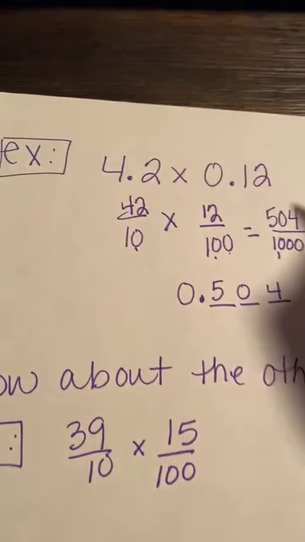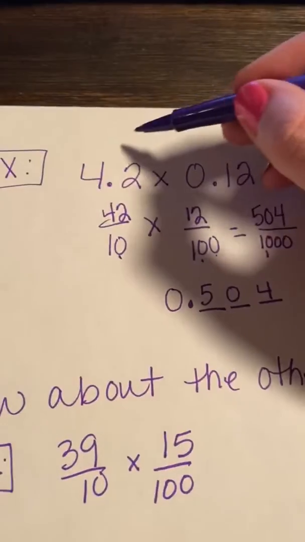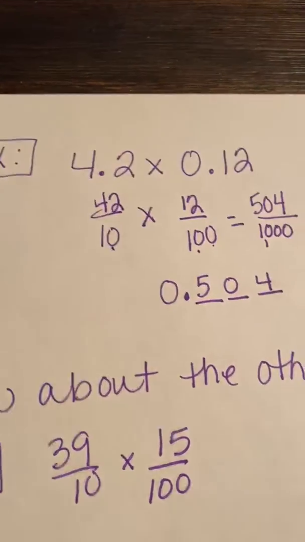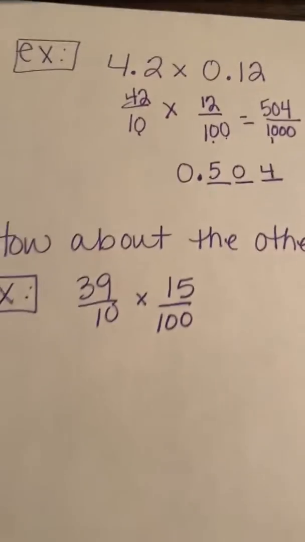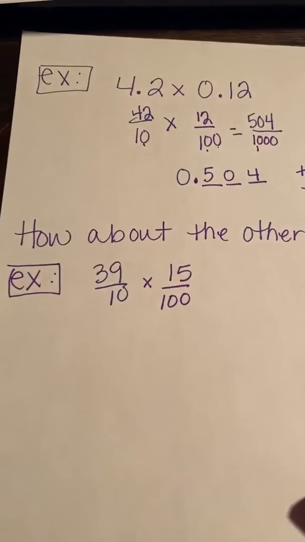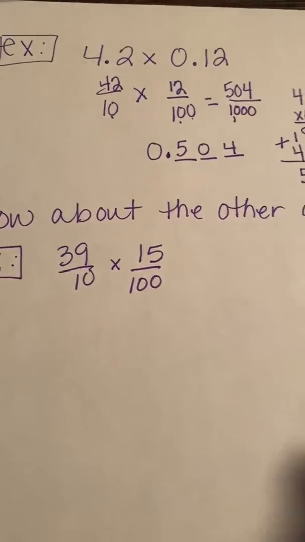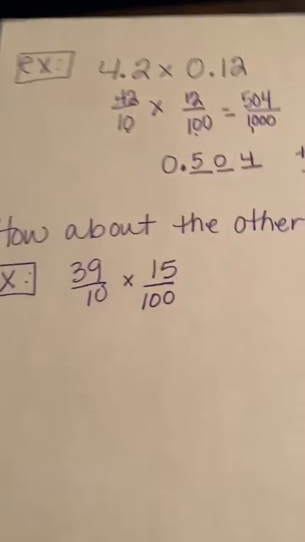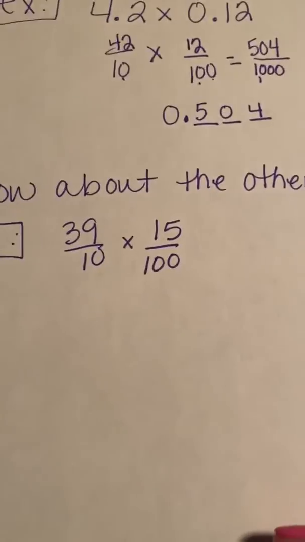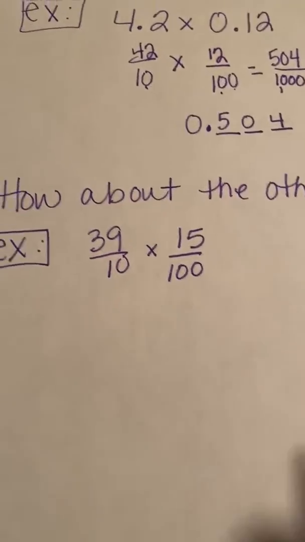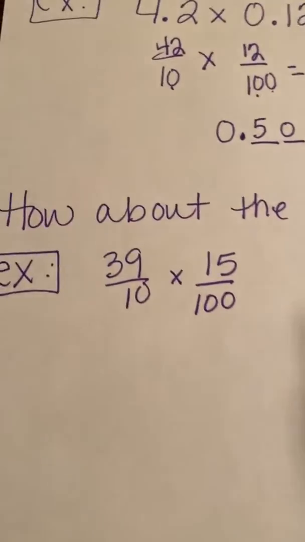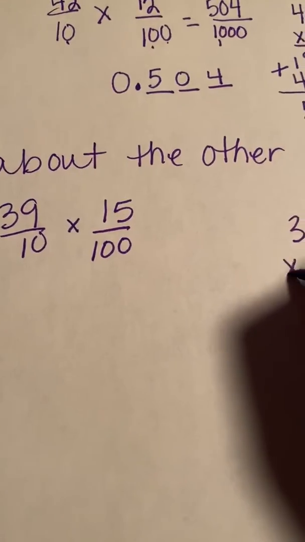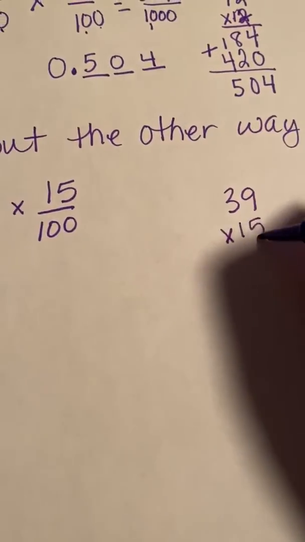Okay, so turning our decimals into fractions and then multiplying across. So here we go again. 39 tenths times 1500. I'm going to use my scrap on the side and do the 39 times 15.